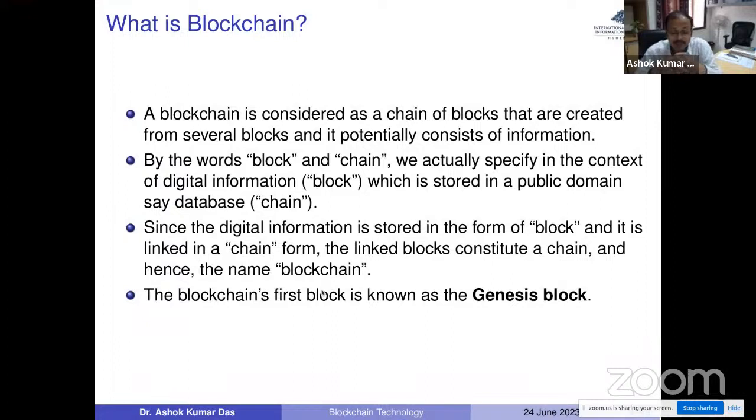So in the simple linked list, the nodes, also called blocks, are linked in a linked list. But in an ordinary linked list, it may be a single linked list, a double linked list, or a circular linked list, whatever it is. There is a provision that even after we add a block or node in the chain or linked list, we can always update, delete, or modify the data inside a node or block.